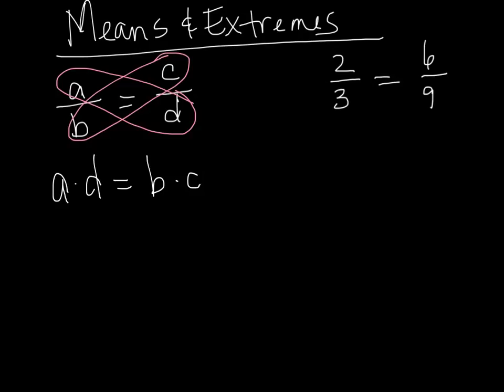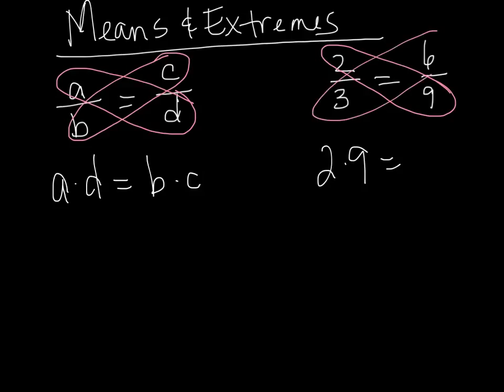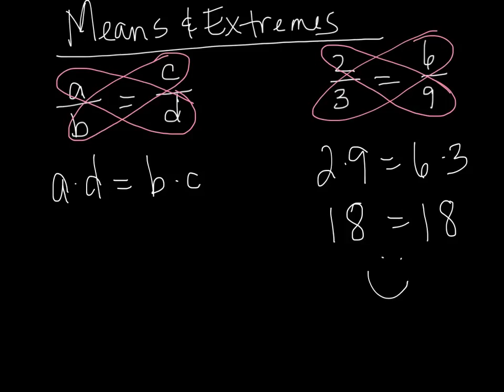But I know you guys aren't necessarily variable fans, so let's use numbers. So the extremes, 2 times 9 on a good math day should equal 6 times 3. 2 times 9 is 18. 6 times 3, you guessed it, 18. They equal each other, so it works.